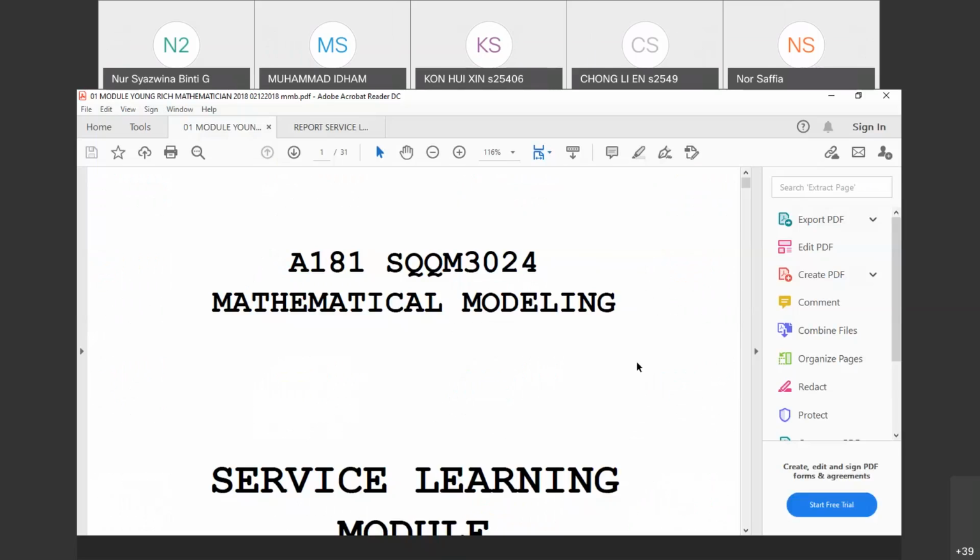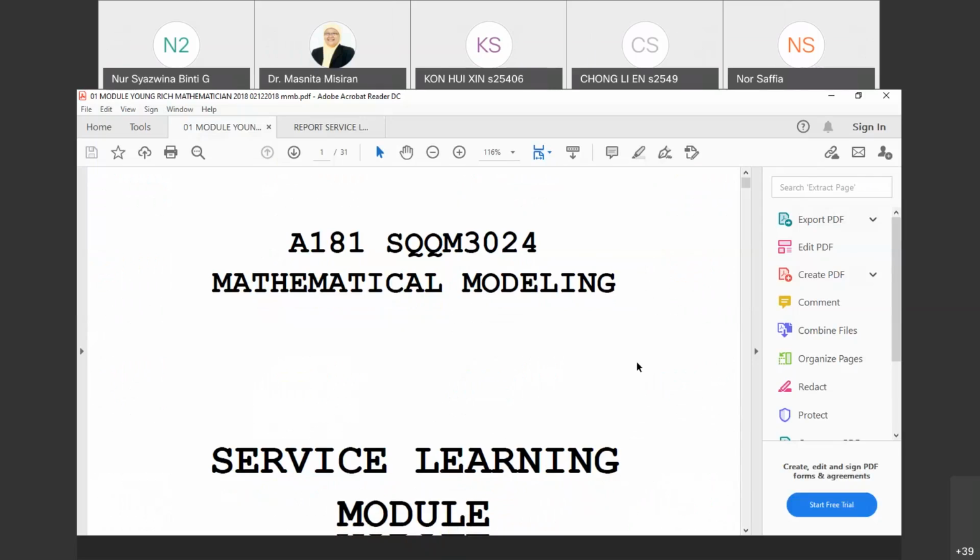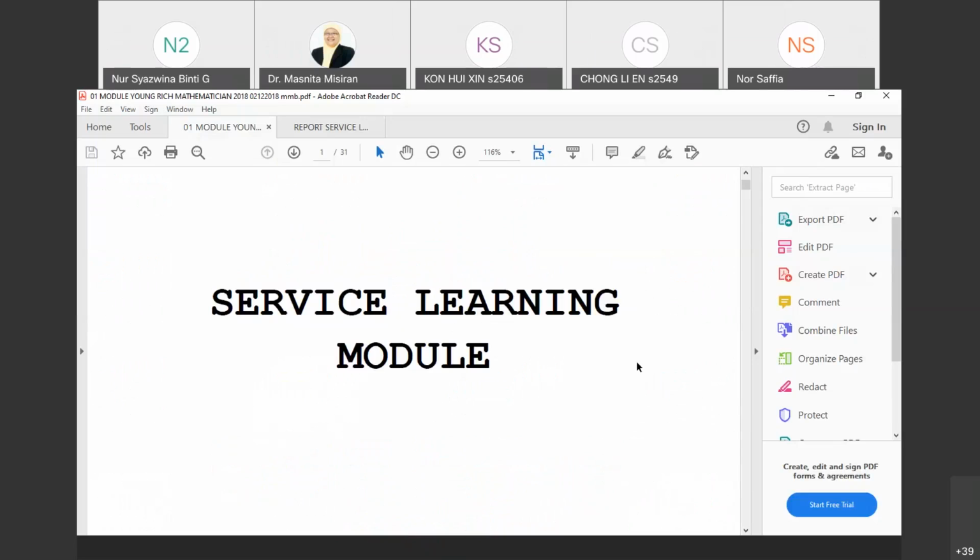Okay, so this is one of the examples of a mathematical modeling service learning class. This class is focusing more on financial literacy. Since our workshop right now is focused on financial literacy, we will look at this one first. So this is the module. Later I will show you the report of its findings.